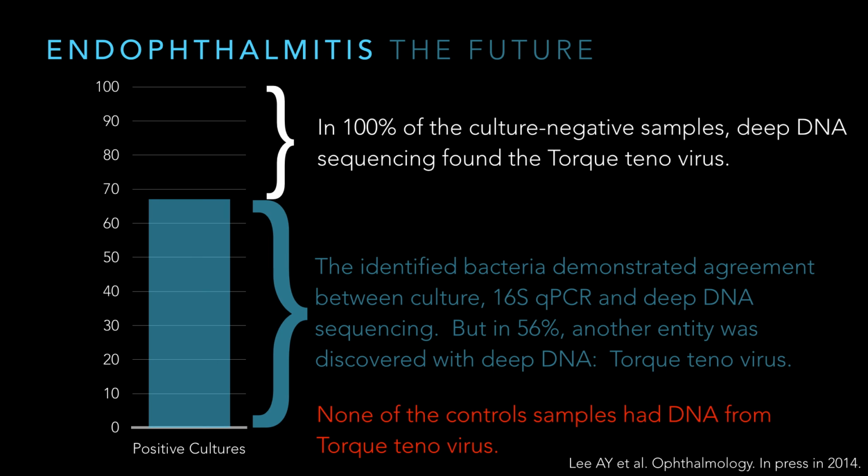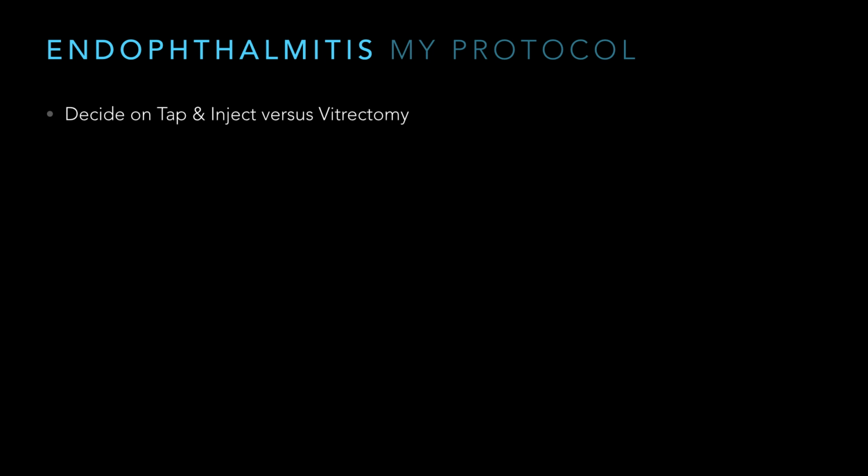I don't know, but it's something you'll probably see more of in the next 5 to 10 years. And I don't know what the treatments are, and I forgot to read up on torquetino. It was just discovered like 15 years ago in some hepatitis patient, transfusion hepatitis. And my protocol: decide on tap and inject versus vitrectomy. I already went into how I decide that.